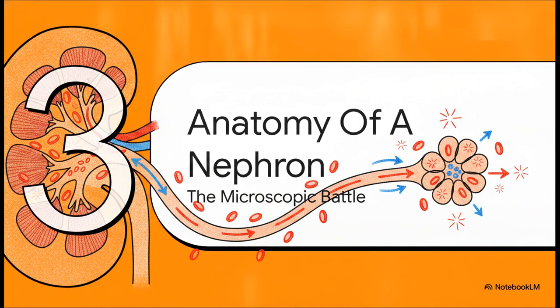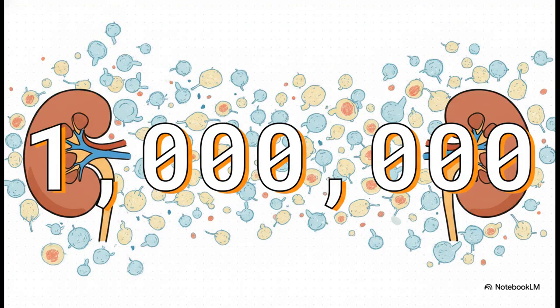Which brings us to section 3, anatomy of a nephron. Let's look at the microscopic battle happening inside. So how do those bean-shaped kidneys actually filter the blood? Well, we need to do a biological zoom deep inside the kidney to find its true structural and functional units.